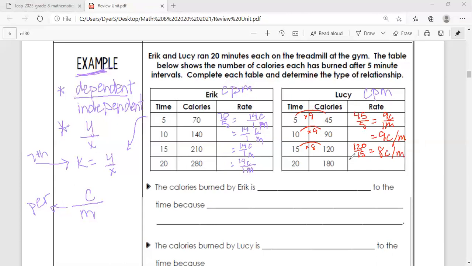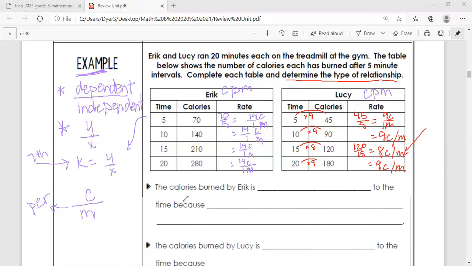Okay, so really, for all intents and purposes, you don't have to do this next one. It's easy. 20, of course, times 9 is 180. But we don't need to do that. Once we notice that this guy right here is different, these are not equivalent. 9, 9, 8. Those are not the same. So we can quit right there because now we have the information that we need. It says determine the type of relationship. Okay, so this is, again, 9 calories per minute.